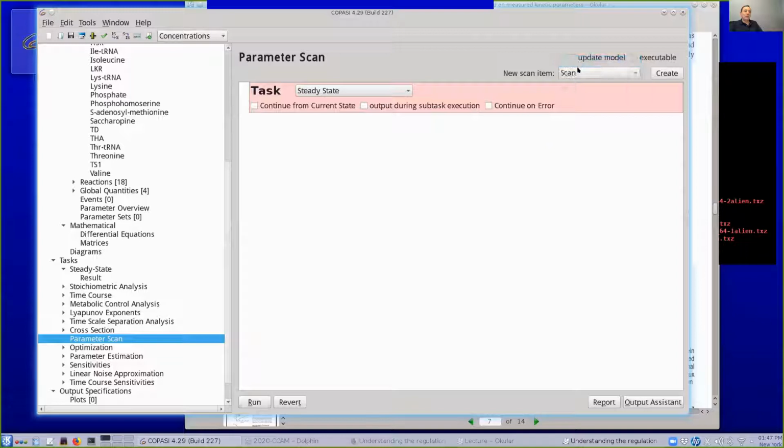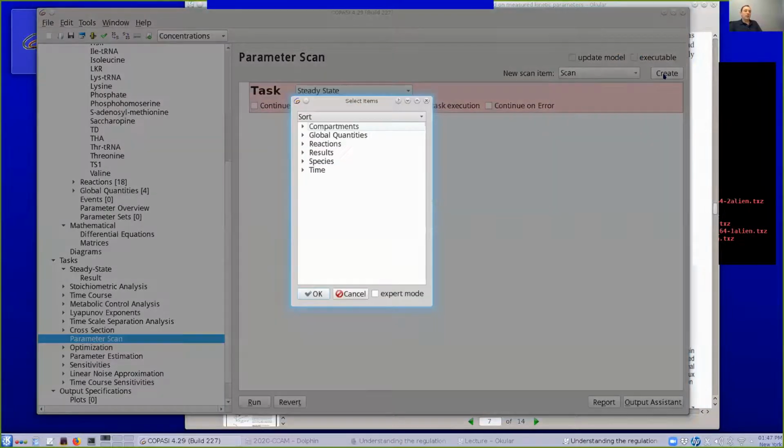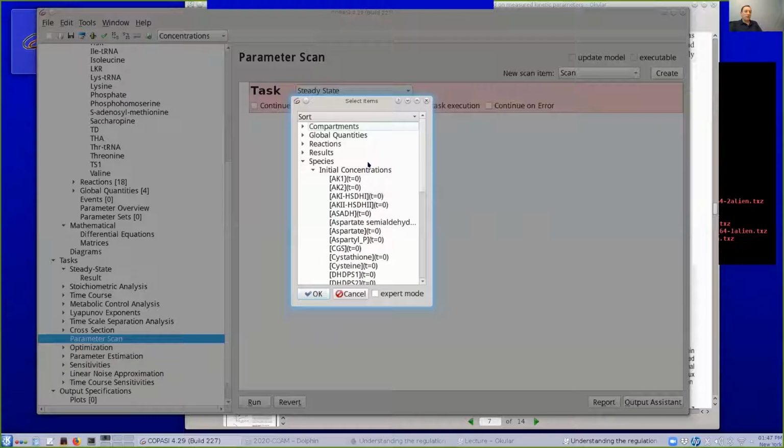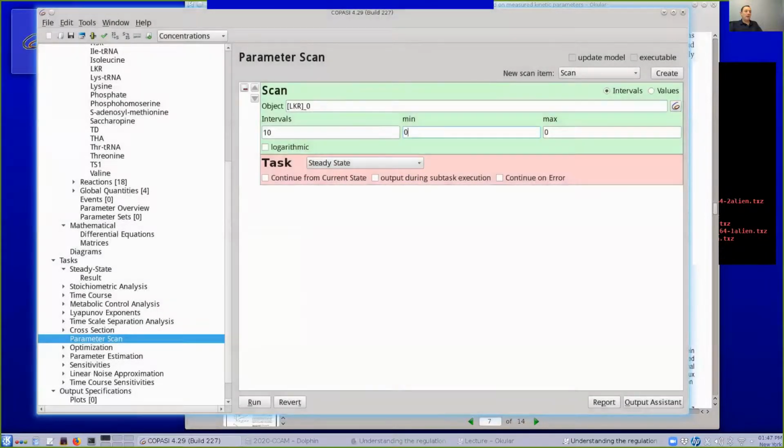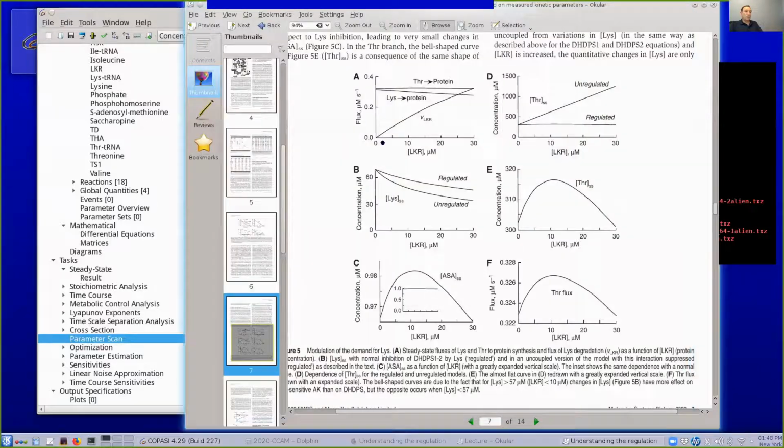But in this case, I'm going to scan, and I need to say I want to scan something. What is the something? I press the create button, and now I have all the options of what I can choose. Now I want to choose a concentration of a species. So I go to species, and in fact, I want to change the initial concentration of a species. I could change the particle numbers too, but these are large concentrations. I don't care about particle numbers in this case. Now I have to find which one it is. It's LKR. I select it, say OK, and here I'm going to scan LKR for a certain number of intervals between some value and some value. Now I don't want to do it 0 and 0 because that's nothing. Remember, the figure said it was from 0 to 30.